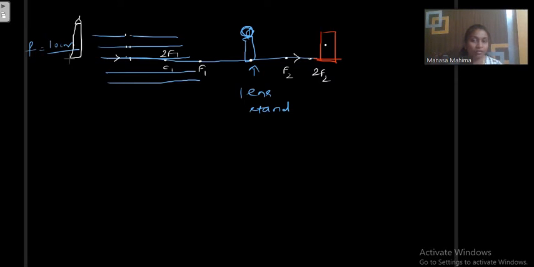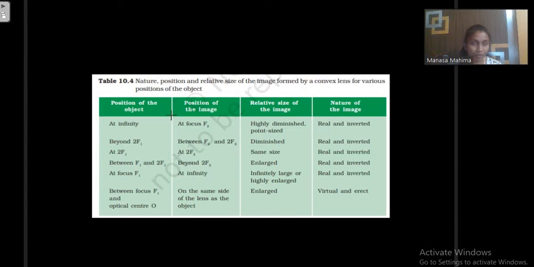How do we mark this down? This is where we have taken the source of light at infinity, considering the rays coming from the infinite point. That is the first case. If you see table 10.4 which they have given in your textbook, you will get to know where we have to place the source of light. Here the object is nothing but the light which we are taking.